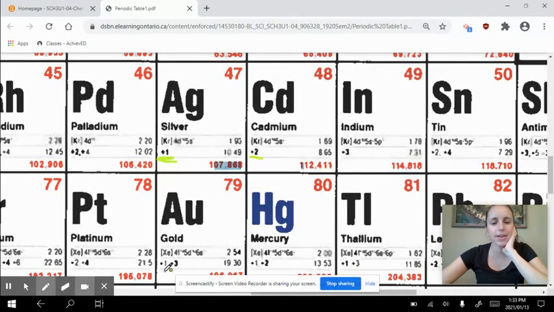Now let's go down here to gold. Gold has both a +1 and a +3 listed. Since there's 2 numbers listed here, this is an example of a multivalent metal. It's something that actually would have multiple charges. Mercury has 2 possible charges, 1 and 2. Thallium has 2 possible charges, 1 and 3. So a multivalent metal is anything that actually has more than one possible charge.